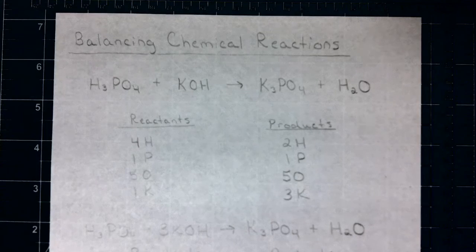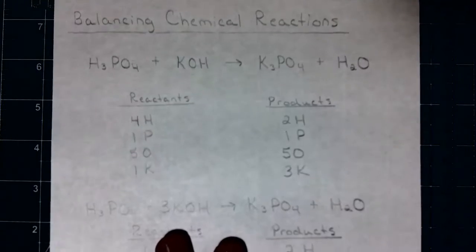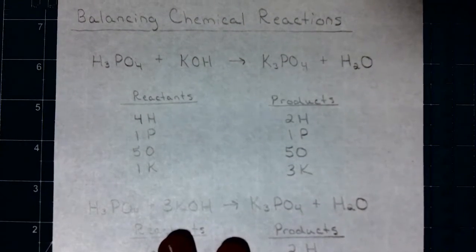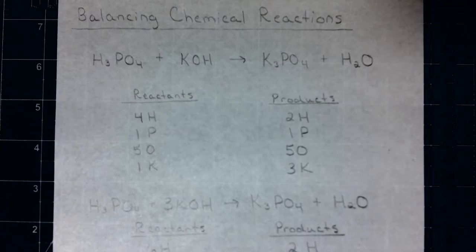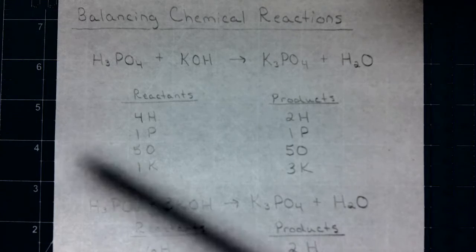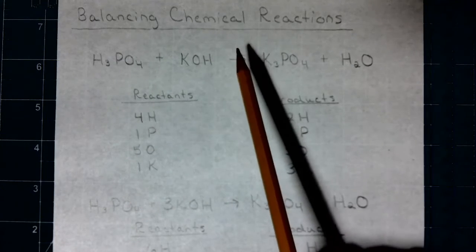Okay, so we've seen how we can convert between moles and mass, and we've seen how we can make stoichiometric ratios to figure out how many moles of something there's going to be based on the moles of what we have and what we know. The question now becomes, how do we write chemical reactions and balance those?